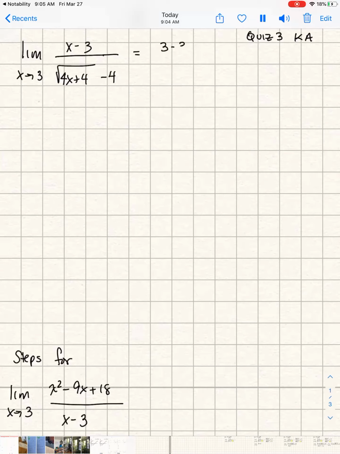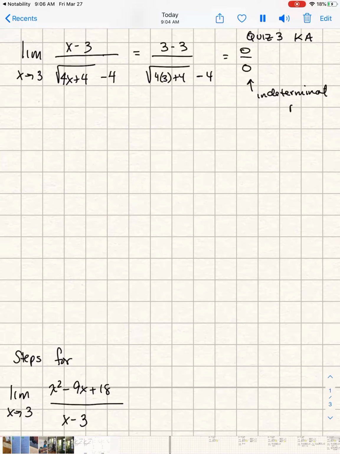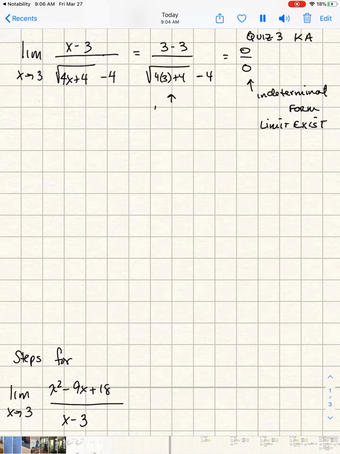So if you plug in 3, you get 3 minus 3 over the square root of 4 times 3 plus 4, and then minus 4. So this inside will be 16. So you get 0 over 0. This is called indeterminate form. This means a limit exists. Here I did direct substitution first.